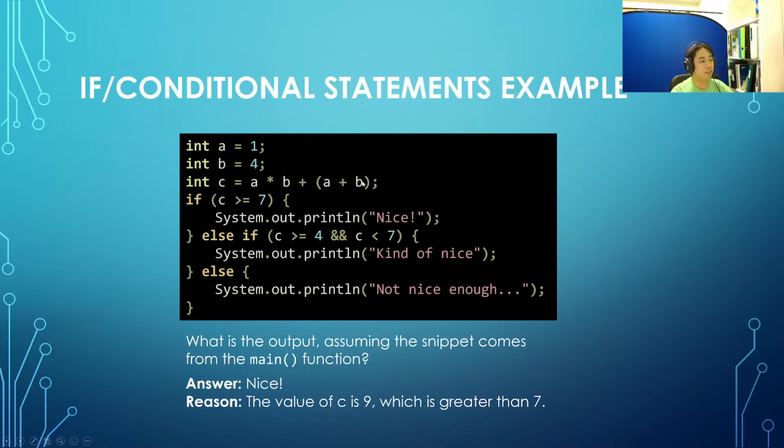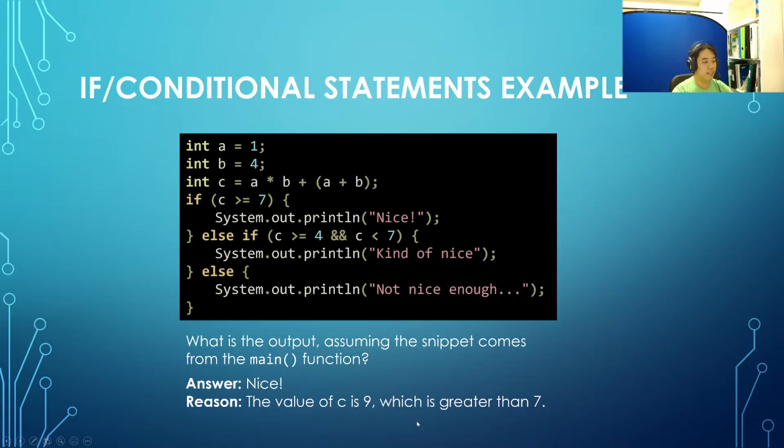So first I would evaluate A plus B, which is equal to 1 plus 4, which is 5. And then I will also evaluate the multiplication next. So A times B is 4 in our case. So finally, we add those two numbers together. 4 plus 5 is 9.